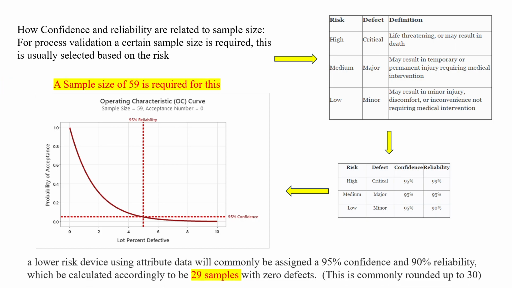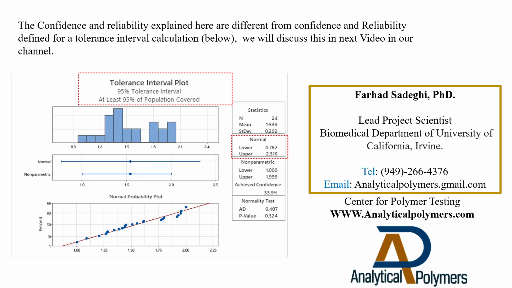If you go to a lower risk, so 95% confidence and 90% reliability, and plot the curve, you can see that 29 samples would match this. So basically that 59 and that 29 sample size for process validation are calculated based off this.